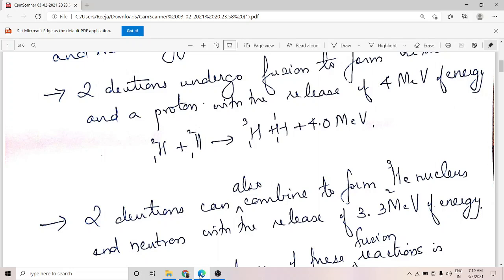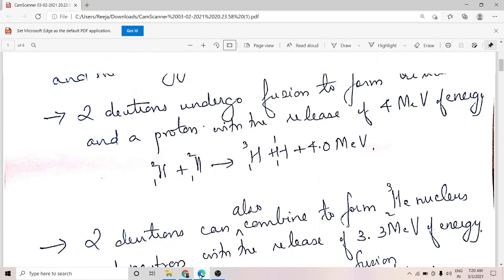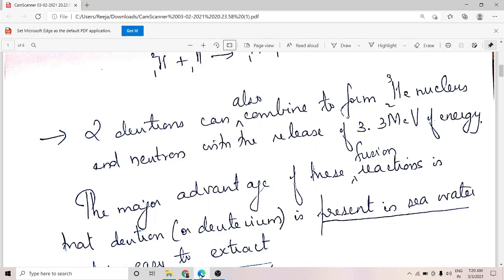Now we are going to discuss a few fusion reactions, and we are going to see that by simply fusing two nuclei together, we are getting enormous amounts of energy. In the first example, two deuterons or two deuterium nuclei fuse together to form H13, that's tritium, plus H11, that's a proton, with the release of 4 MeV of energy. Two deuterons can also combine in a different reaction route to form He23 nucleus and a neutron with the release of 3.3 MeV of energy. In both cases, two deuterons combine to release a very large amount of energy.